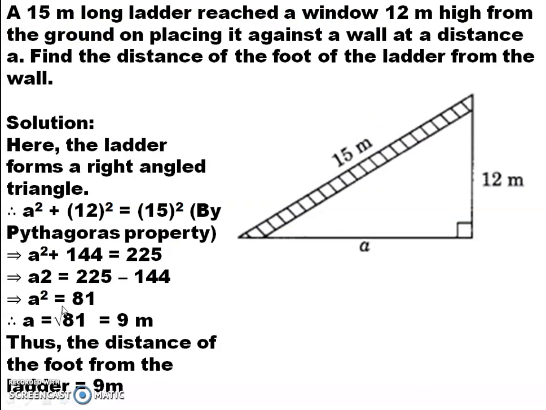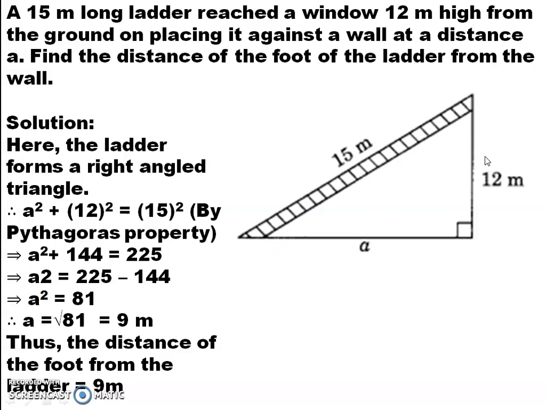Now next question. A 15-meter long ladder reached a window 12 meter high from the ground on placing it against a wall at a distance A. Find the distance of the foot of the ladder from the wall. Now this is your ground. This is the wall. You have a window at a height of 12 meter. So the ladder is leaned. It is kept like this so that the wall and the ground make a 90-degree angle. So now the figure becomes a right angled triangle.